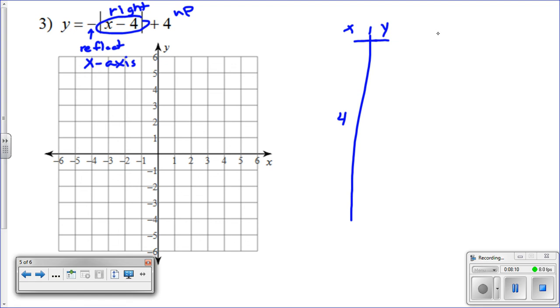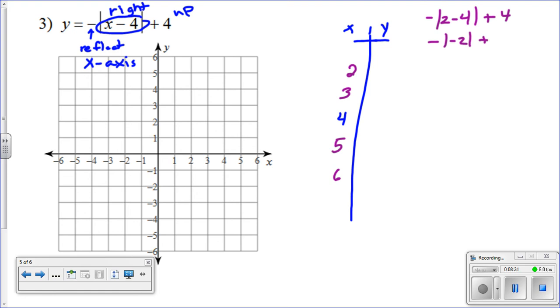Okay, so I'm going to plug in, let's see, let's get a few numbers smaller. So let's do 3 and 2, a couple numbers bigger. It's going to be 5 and 6. So let's put in 2. So it's 2 minus 4 plus 4. So that's negating what you get from the absolute value of 2 minus 4. So that's negative 2 plus 4, which is 2.